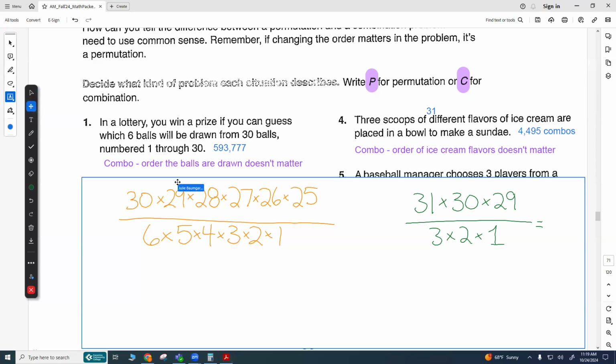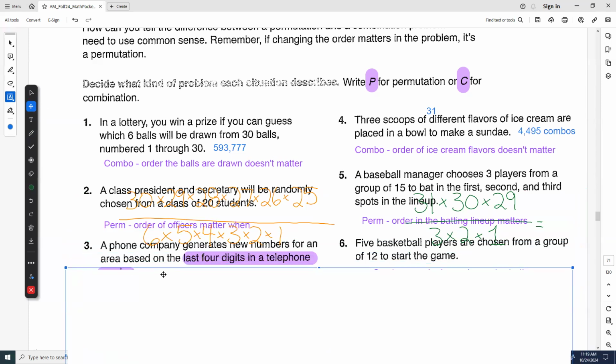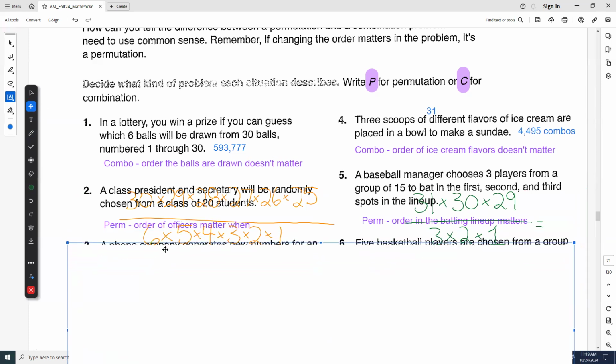Okay, everyone feel okay about number 1 and number 4, hopefully? Let's look at number 2. Go ahead and try number 2 and number 5. Now, these are just permutations, so we only have to do the multiplying and not the dividing step.